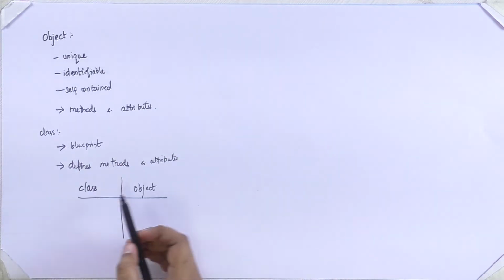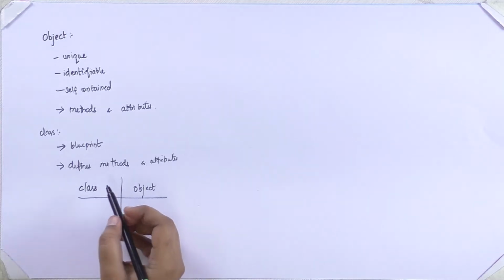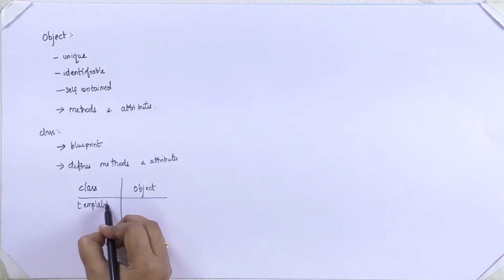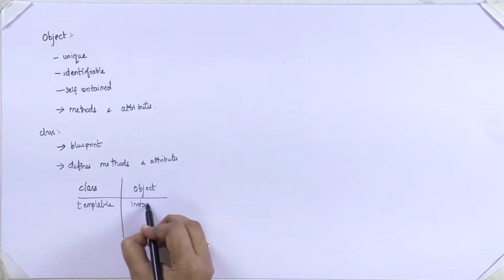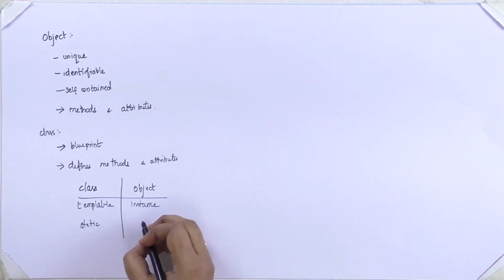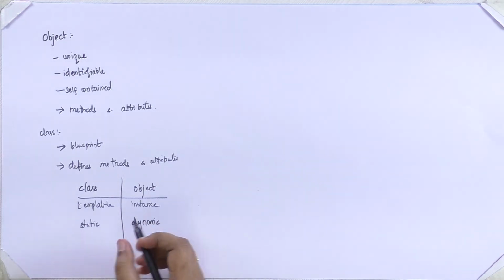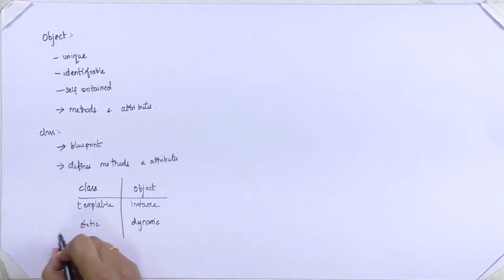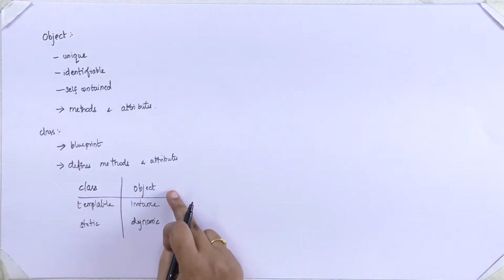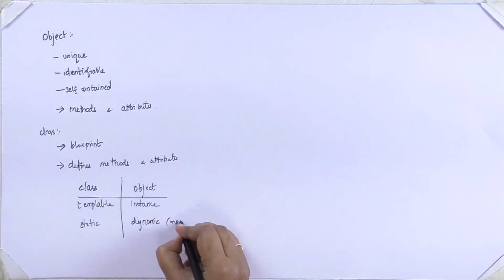Now let us see the difference between a class and an object. A class is a template, whereas an object is an instance of the class. A class belongs to a static category, whereas an object belongs to a dynamic category. The class is a purely static concept and is represented by program text, whereas objects are runtime and dynamic entities. They occupy some memory.